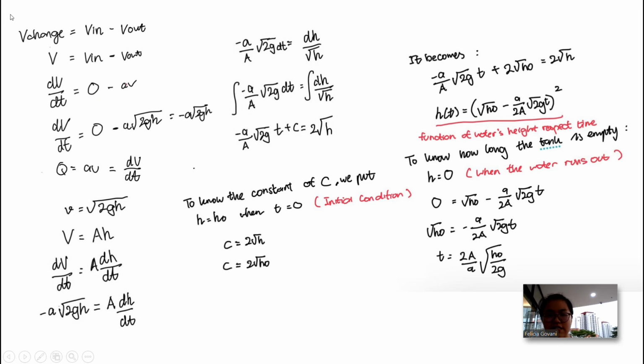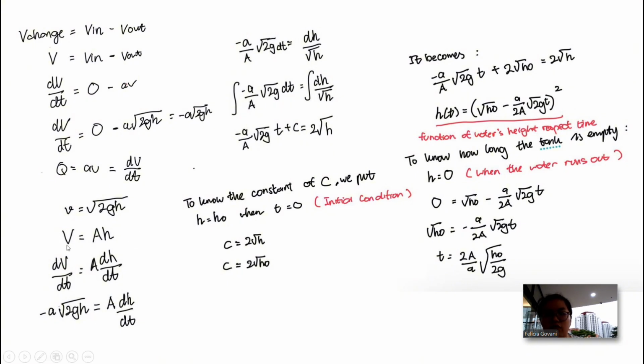So the change of the water inside the tank is equal to the water inside the tank minus the water that comes out. If we differentiate it, it becomes dV/dt, and the volume of the water in the tank is constant, so it becomes 0. And V out, we change it to the flow rate, so it's minus Av. And for v, we substitute from Torricelli's law. So dV/dt is equal to minus A sqrt(2gh).